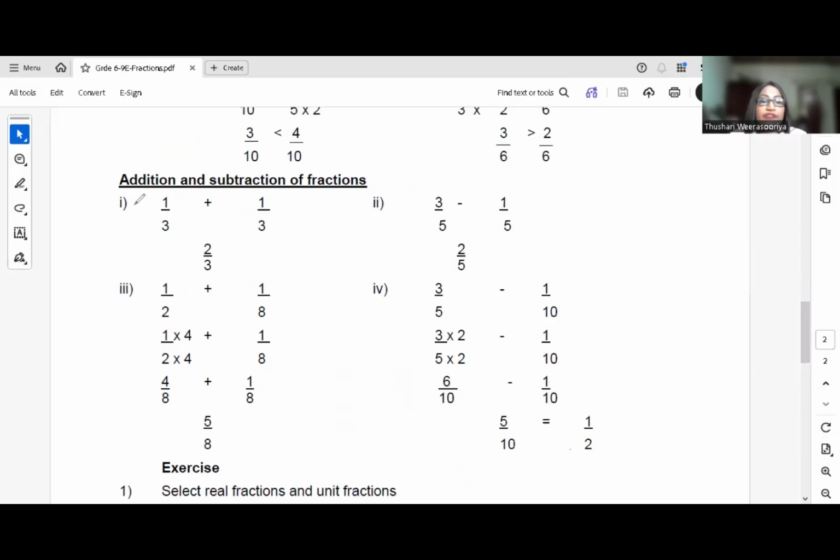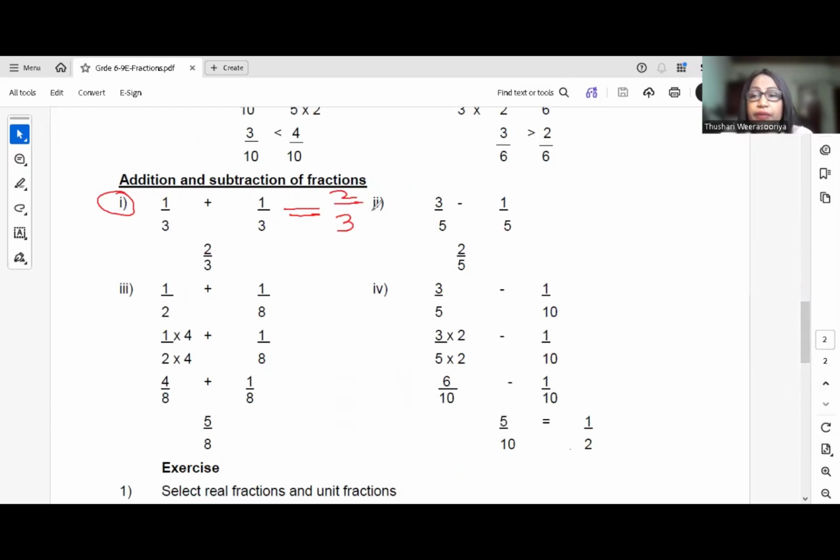Now look at the first example. 1 over 3 plus 1 over 3. What's the answer? Denominators are same. You keep the denominator like this, 3, and 1 plus 1, 2. Very easy. Okay. Second example, some addition and subtraction.